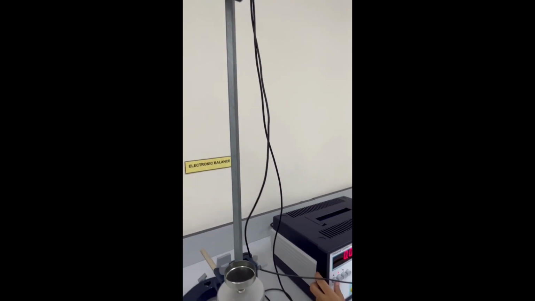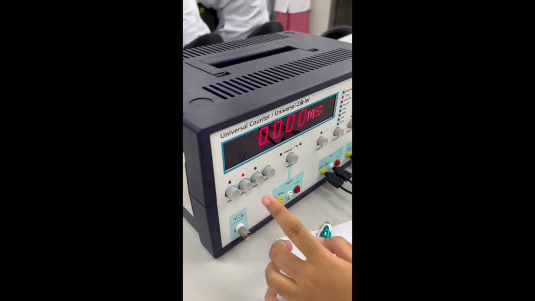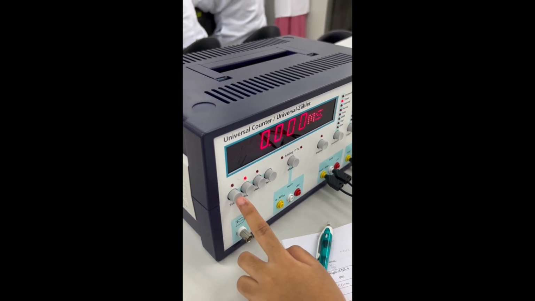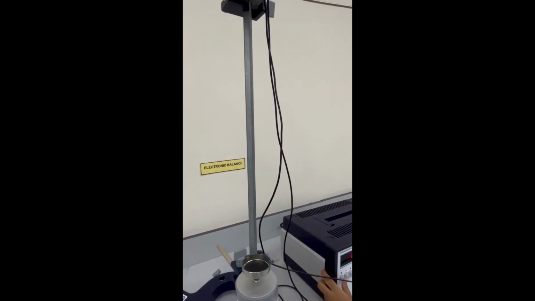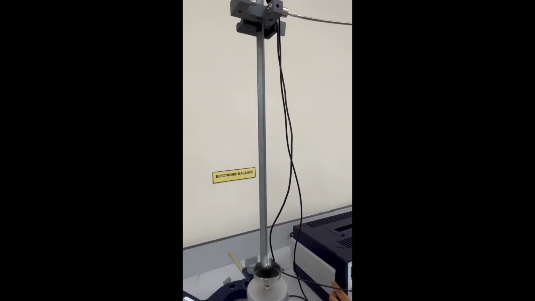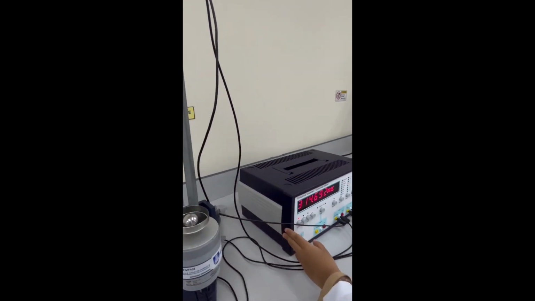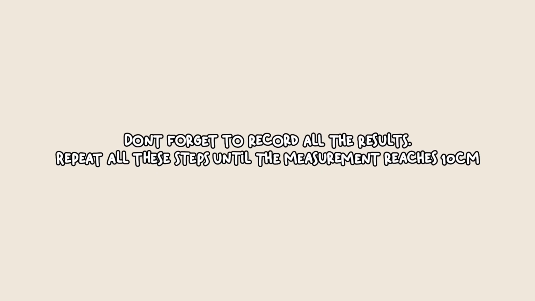We put the metal ball at the releasing unit and press it until you're ready to release the ball. Before releasing the metal ball, make sure to push the 0 and start buttons on the digital counter. Once the metal ball is released, repeat the process 2 more times to obtain more precise and accurate results. Don't forget to record all the results. Repeat all these steps until the measurement reaches 10 cm.